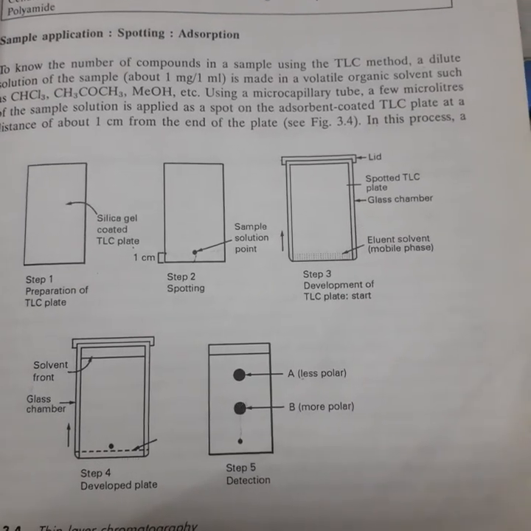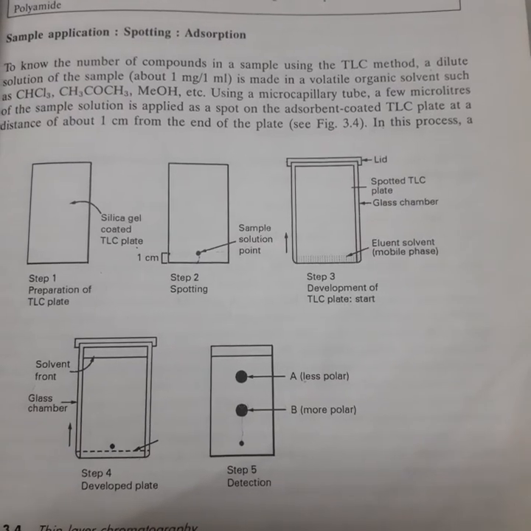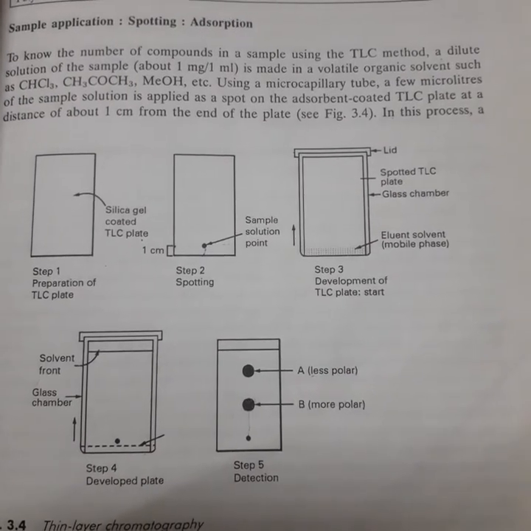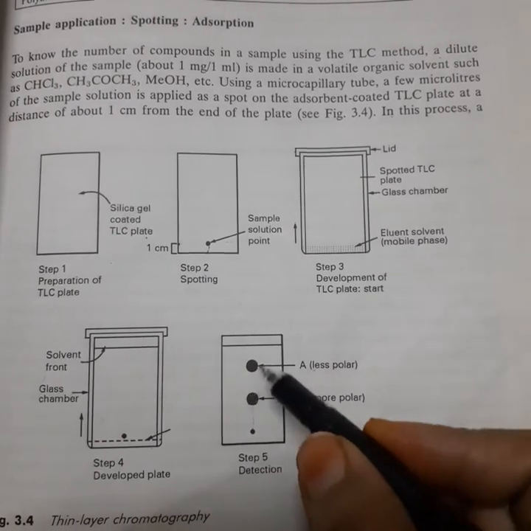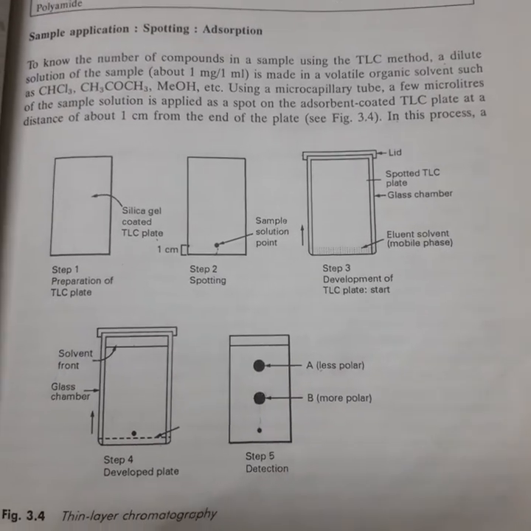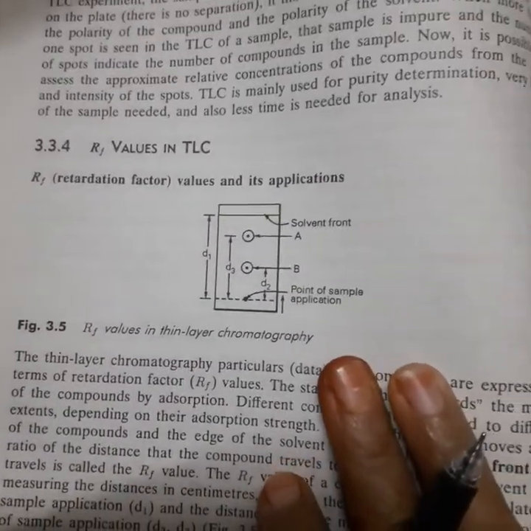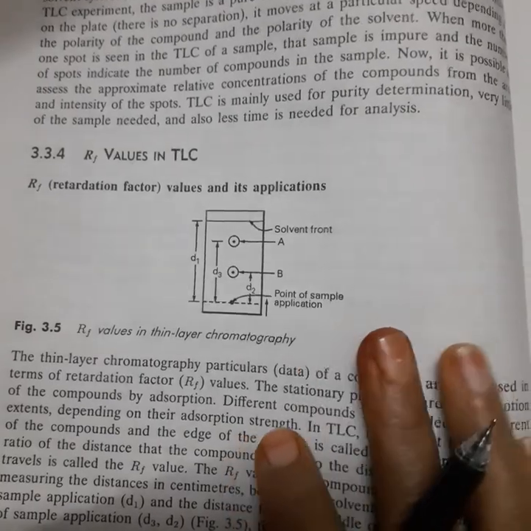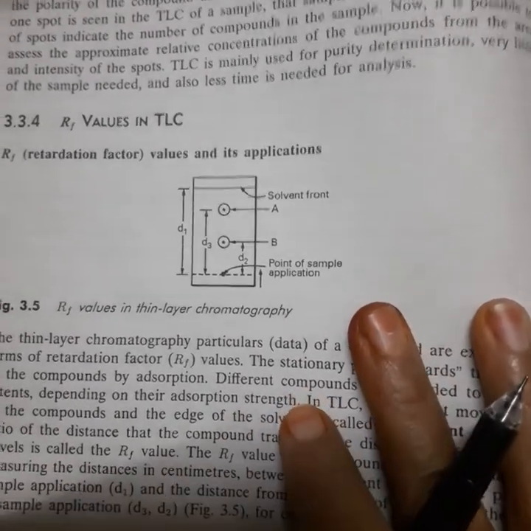Suppose there are colorless compounds, you need to place that TLC plate in the iodine chamber. If you put them in the iodine chamber, then after a few minutes you will observe two colored spots. Next, how can I know yes this is A and this is B? This can be known by using their RF values. RF values help us greatly to know what those two compounds are in thin layer chromatography.